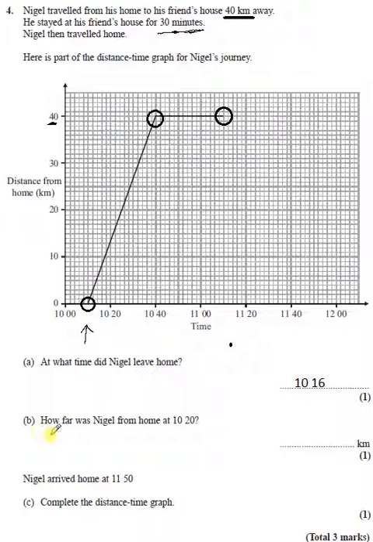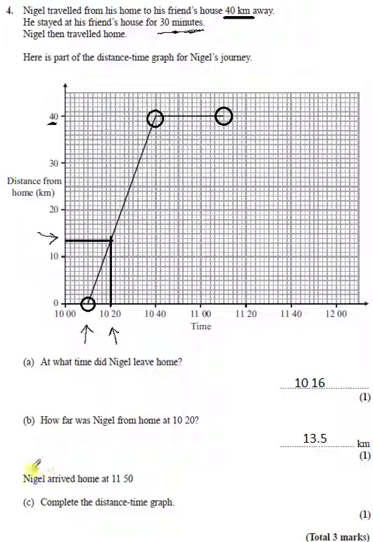Part B says, how far was Nigel from home at 10:20? Well, we need to see where 10:20 is. That's the time 10:20. We'll draw a line up to the graph and along and read off the value here. You have to actually draw on the graph. So the lines have been drawn on and we can read off here, and I make that 13.5 kilometres.